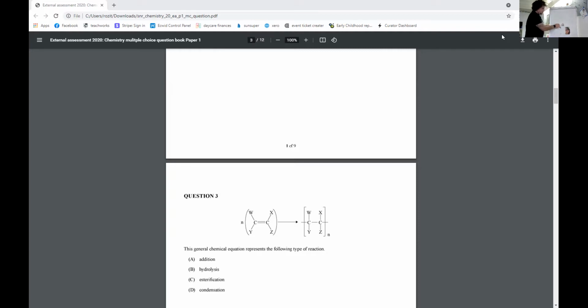Am I sharing the right document? We've got about 50 of them open.